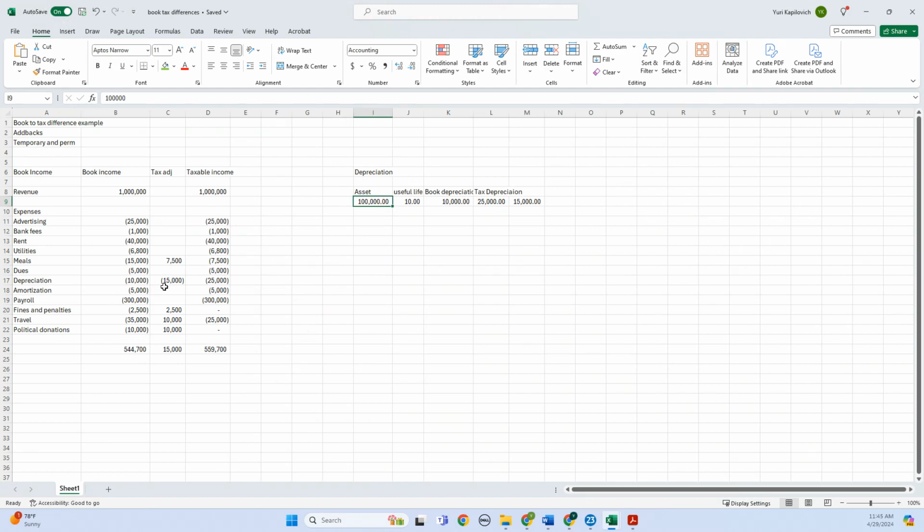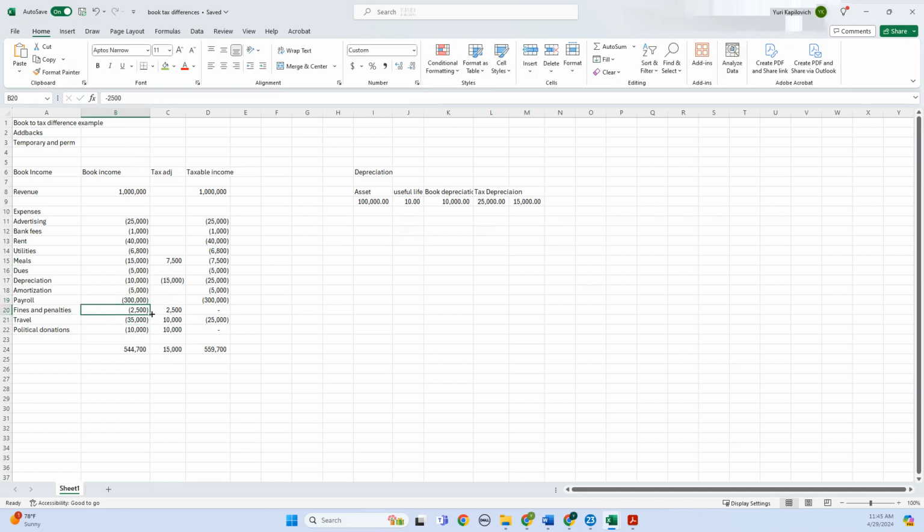Now, in this case, as you can see, the tax deduction, 25,000, is larger than the book deduction. Therefore, this is a favorable adjustment because it reduces taxable income. It is also known as a temporary adjustment, as I mentioned, and is a subtraction, not an add back. Let's move on a little bit further. We'll assume for simplicity purposes everything else does not have any differences.